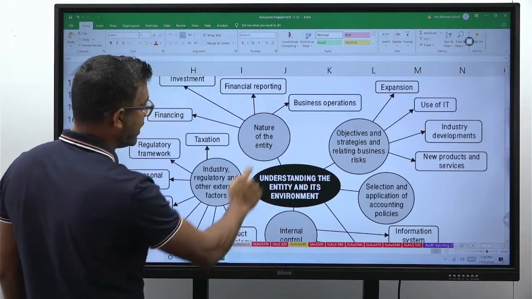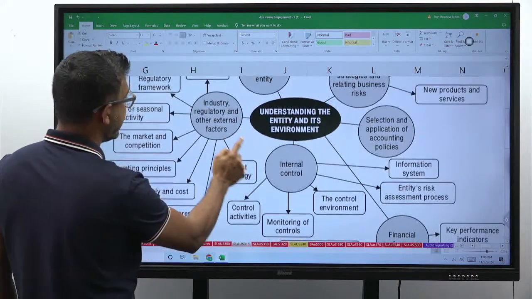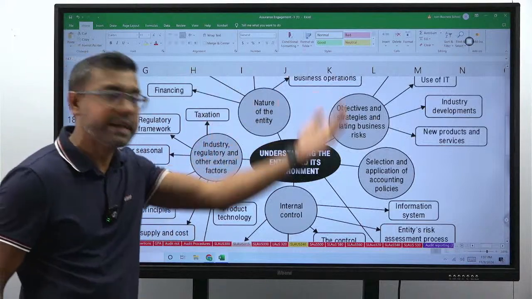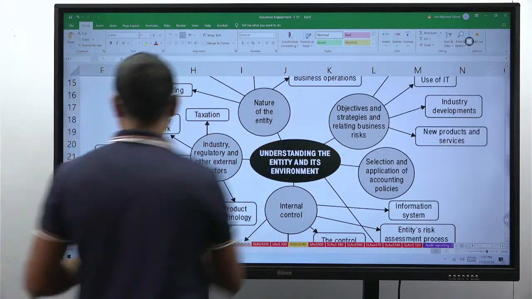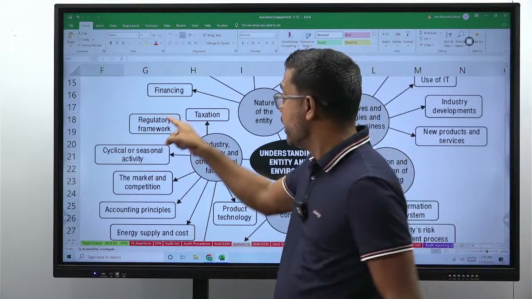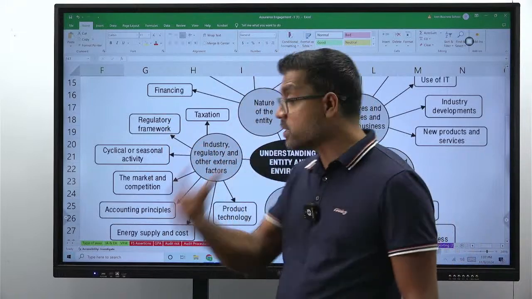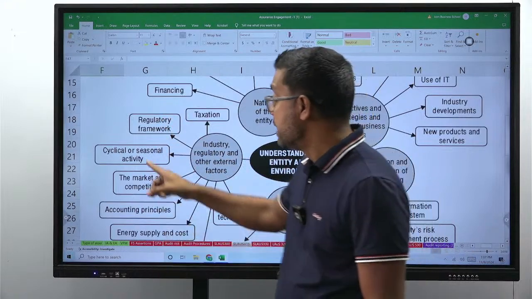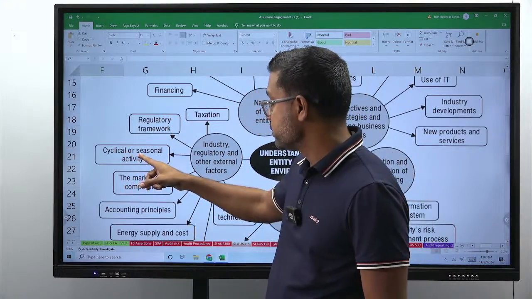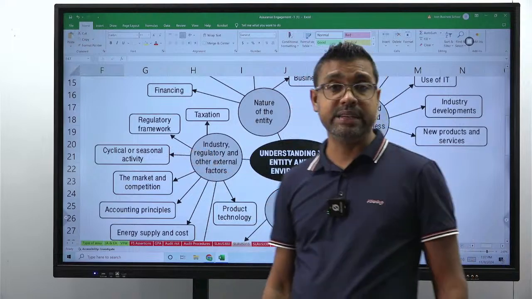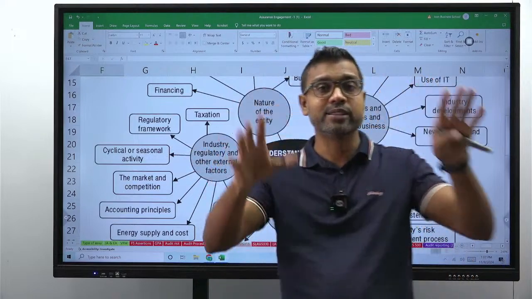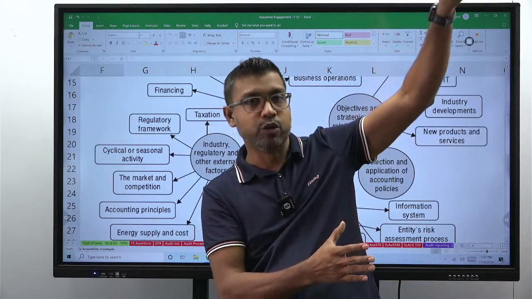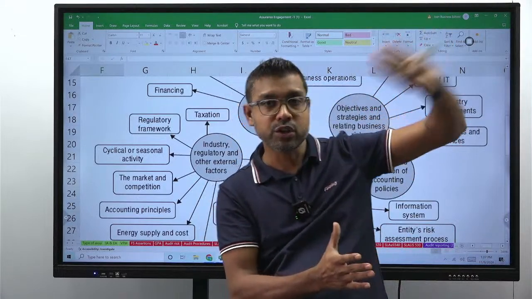Understanding the entity and its environment. Number 1, industry and regulatory environment. When you understand the industry, you need to understand applicable tax laws and regulations. Regulatory framework. If you are in the banking industry, if you are auditing, let's say a commercial bank, you must follow central bank circulars, central bank rules and regulations. Then cyclical and seasonal activities. Let's say if you are auditing Cargills Food City, Keells, December, April, there is high revenue. So then you have to focus on those.